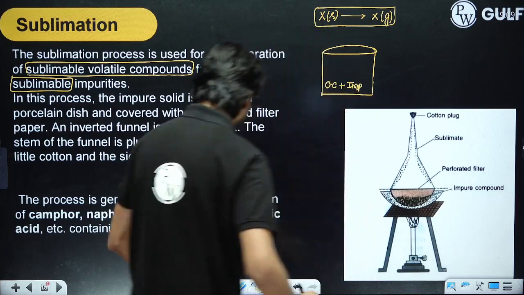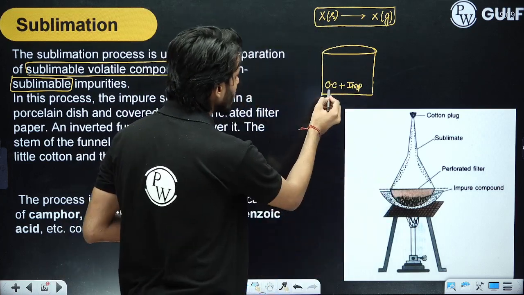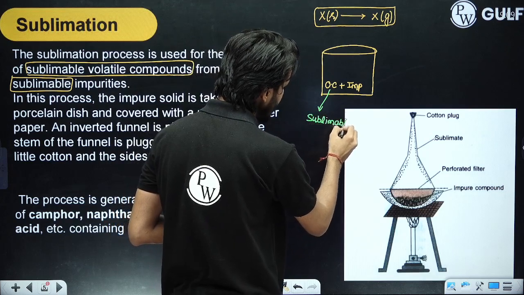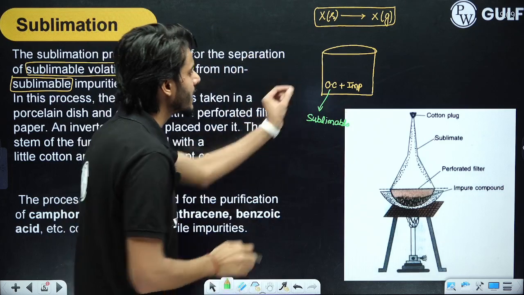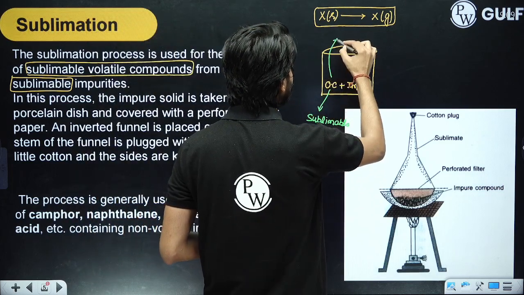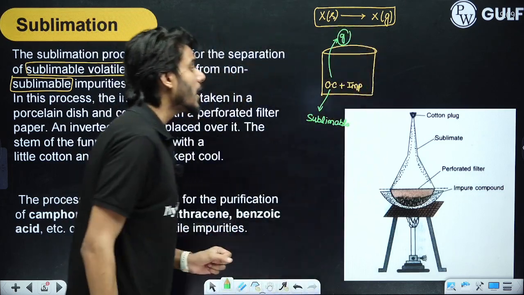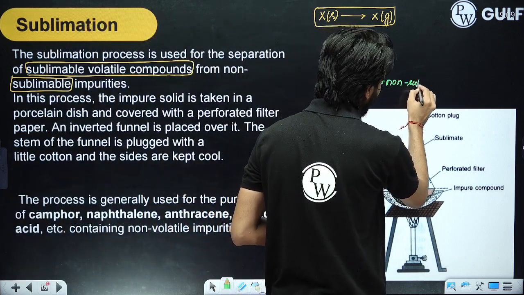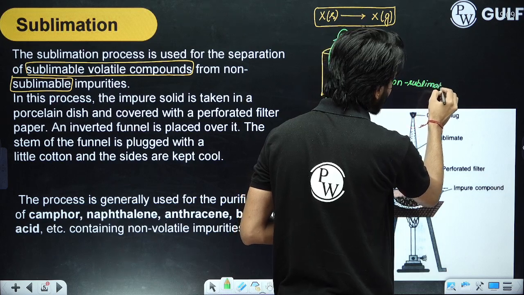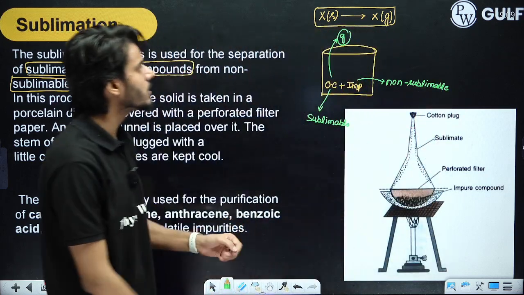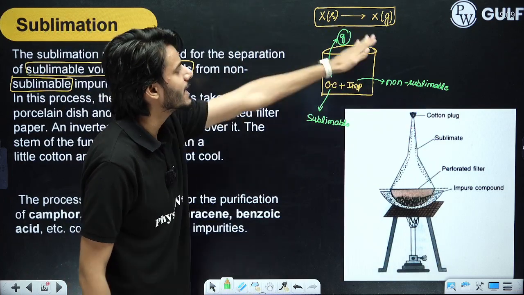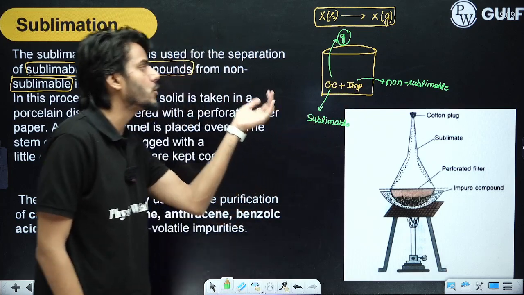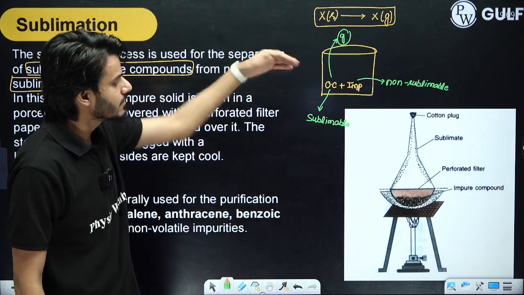Now, out of these two, guys, one is sublimable, which means it can directly convert into its gaseous state. But the impurities are non-sublimable. It means they will not convert themselves from the solid into the gaseous state. They will remain in the solution, and your organic compound is going to be in the gaseous phase, which you will collect. Let's look at this diagram.